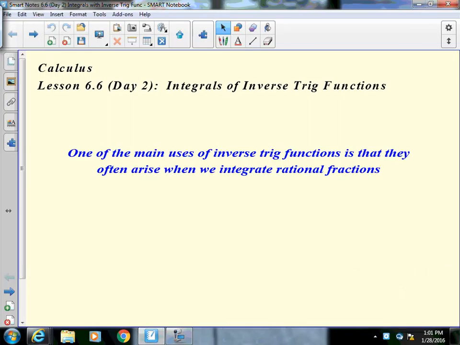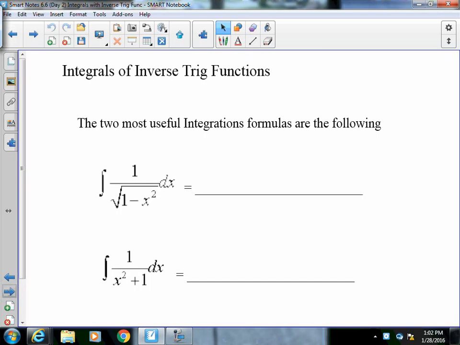In the previous video, we learned the derivatives of inverse trig functions. We found some derivatives, and I reminded you of what the inverse trig functions were and where their values for answers should come from. Today, we're going to get into integrals of inverse trig functions, and there are two that are the most useful. The first one being the integral of 1 over the square root of 1 minus x squared.